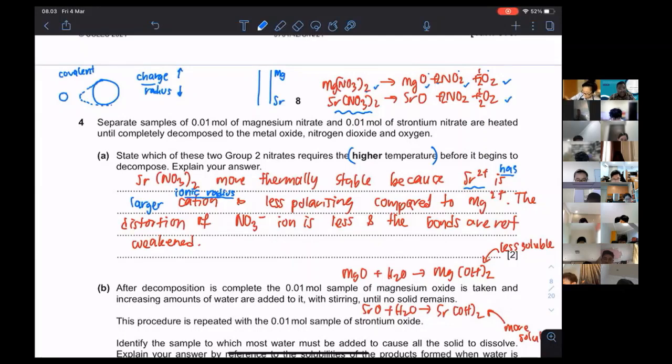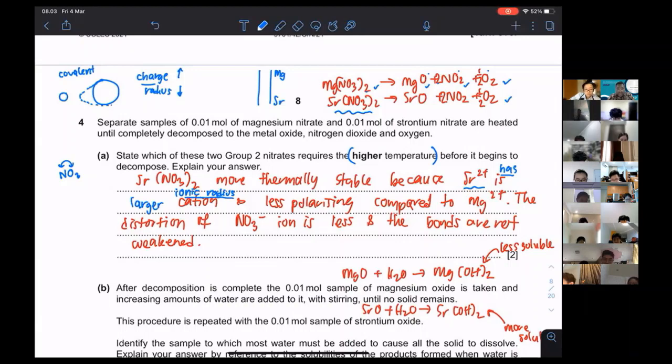That is polarizing power. So the more you pull, what happens? If you have nitrate or carbonate, the bonds between the nitrogen and oxygen, because the electrons are being pulled, will become weakened. If that bond is weakened, then decomposition can happen easily. You do not need a lot of energy to break the bond.